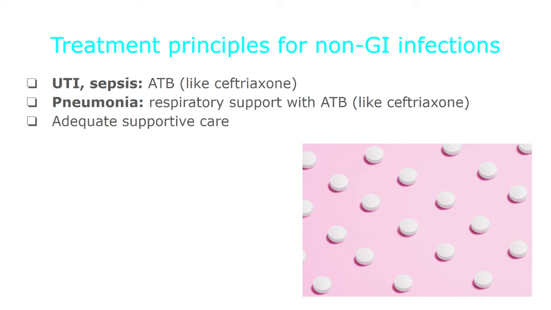Because again, we don't want to be overusing antibiotics. That could come with a lot of other risk factors, like we talked about in our Clostridium difficile lecture. Antibiotics really won't change the outcome of the patient if it's just diarrhea. It's only going to affect it if there's some serious complications that are possible or happening. So for UTI sepsis, we want to be using antibiotics. Same thing for pneumonia, except with the addition of respiratory support. And then across the board, just making sure we have adequate supportive care if it's a serious infection.